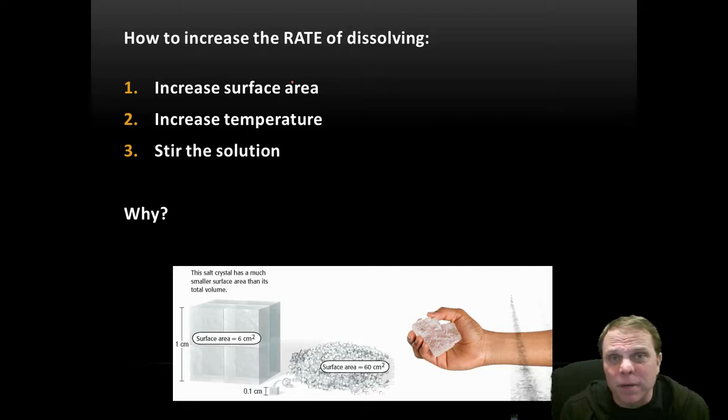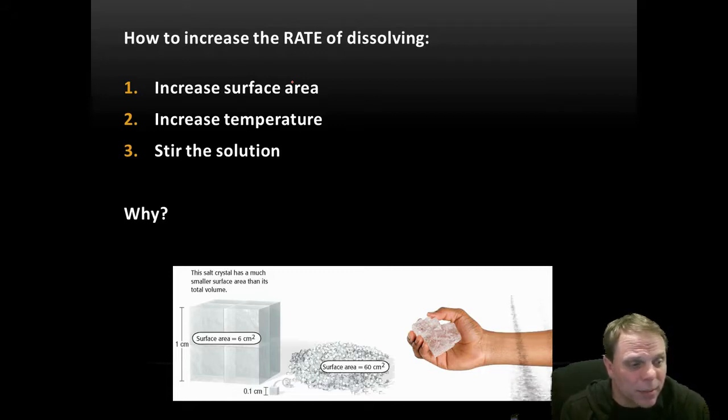So now as we go into this next little slide here, I want to talk about three things that are going to increase the rate of dissolving. Okay, so you can speed up the rate of something dissolving in a solvent, a solute dissolving in a solvent. And what you're going to do is, one, increase the surface area of the solute. So you can see with the picture down below, we have a salt crystal.